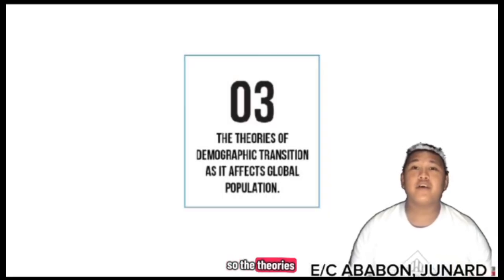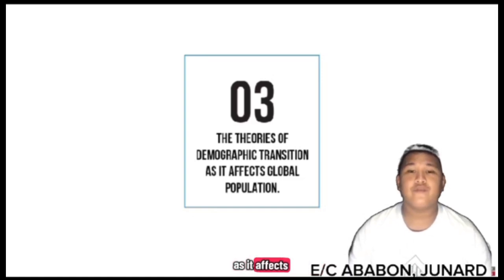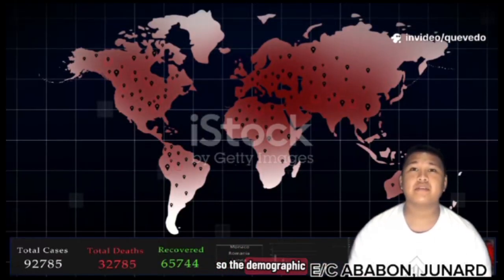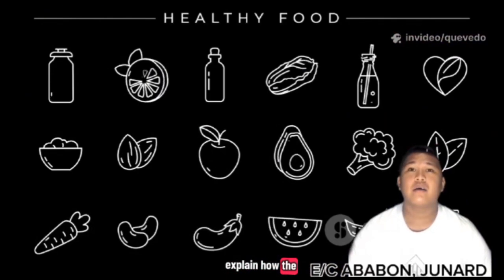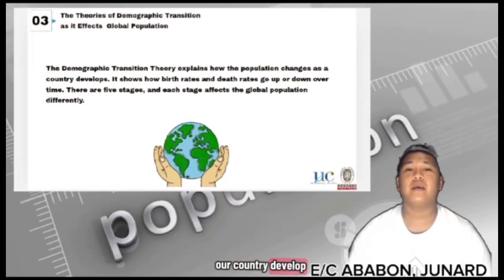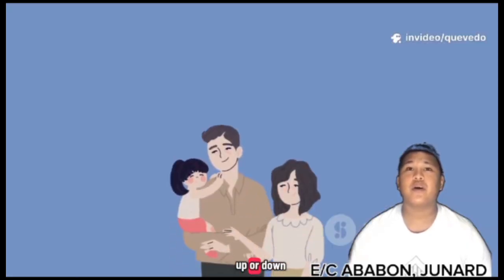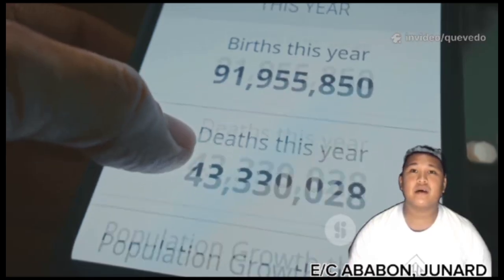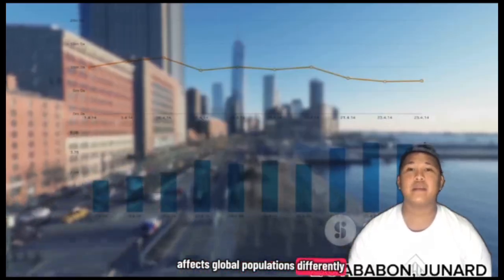So, the theory of demographic transition and how it affects global population. The demographic transition theory explains how people change as a country develops. It shows how birth rates and death rates go up or down over time. There are 5 stages, and each stage affects global populations differently.